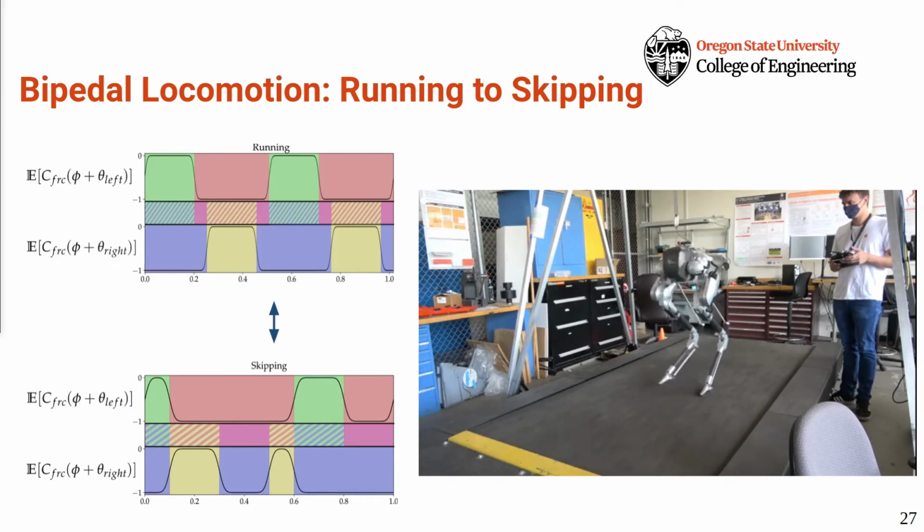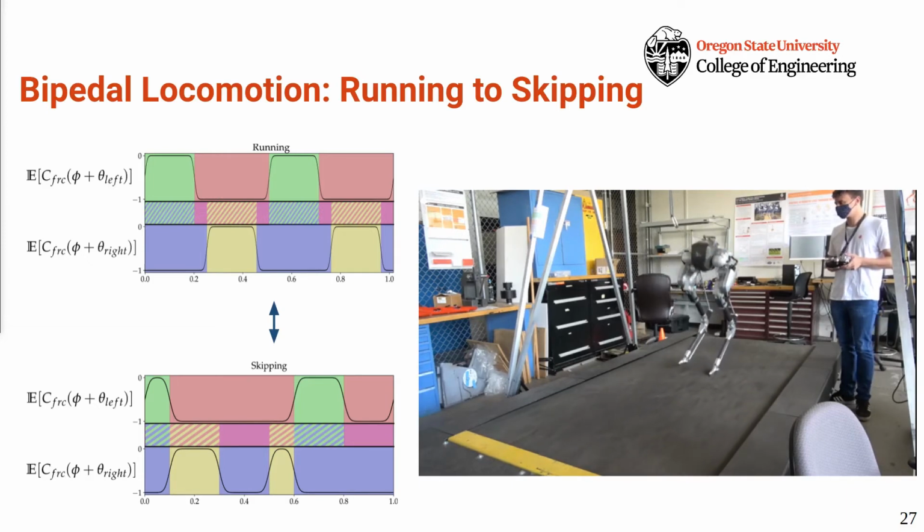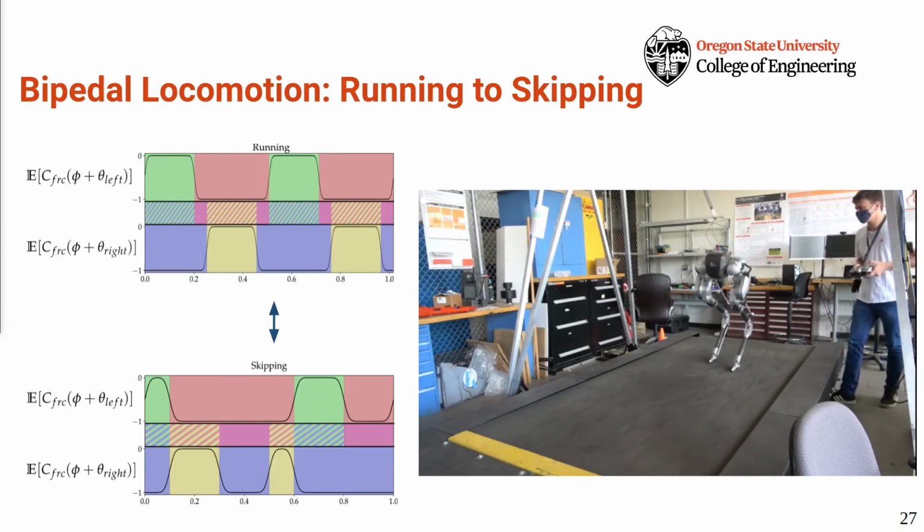In the larger 4-phase space, we were able to continuously transition between running and skipping by defining both as four-phase behaviors and sampling commands from each during training.